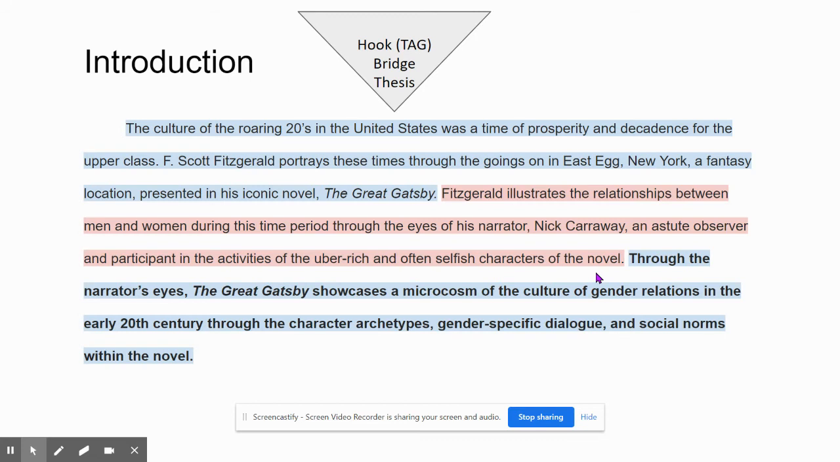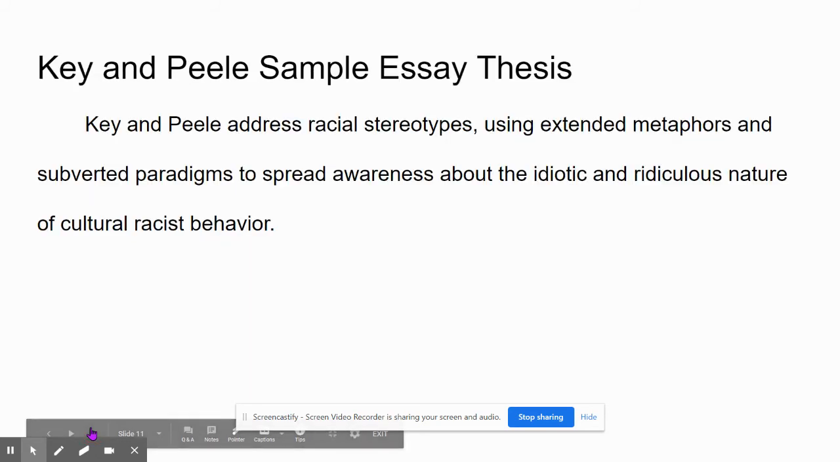This is the only place you should have any summary about your novel, in the introduction, to give some background. But really remember that most of these readers have read these novels. You don't have to go into great detail on summary. And then, of course, my introduction ends with my thesis.